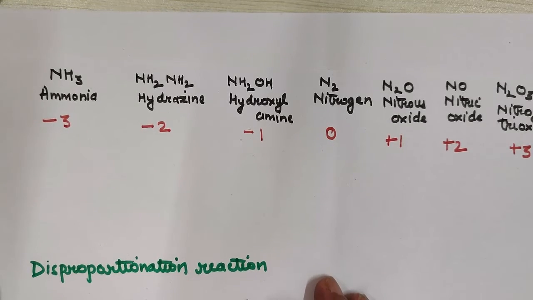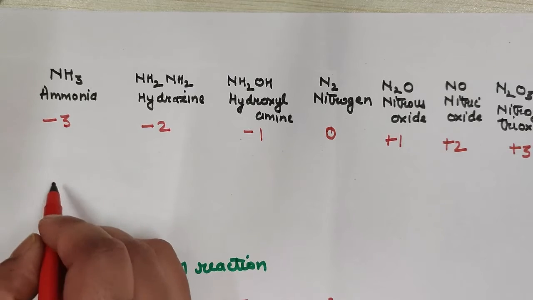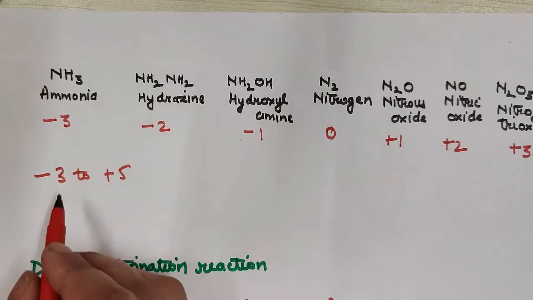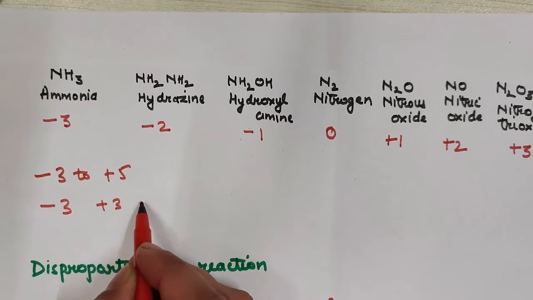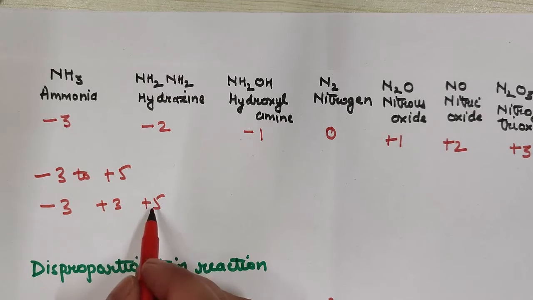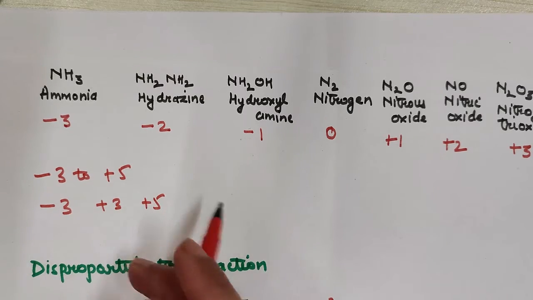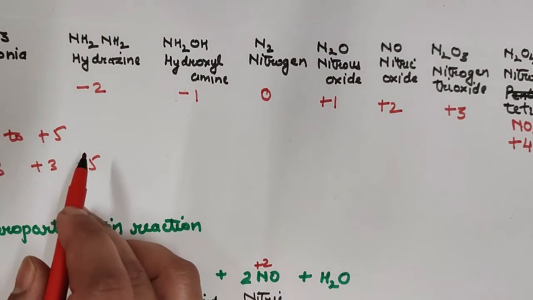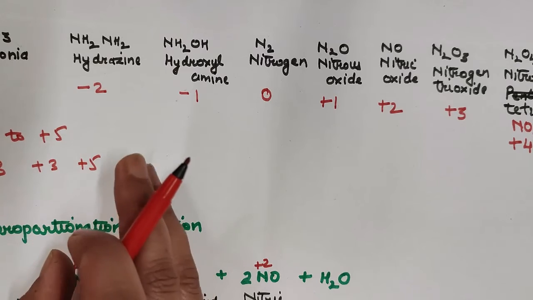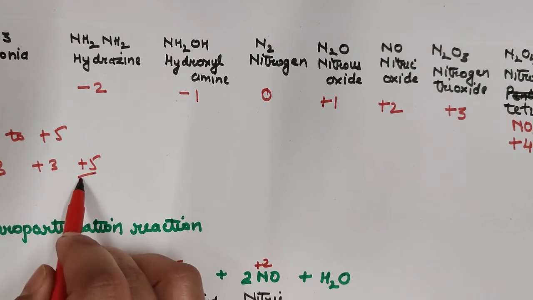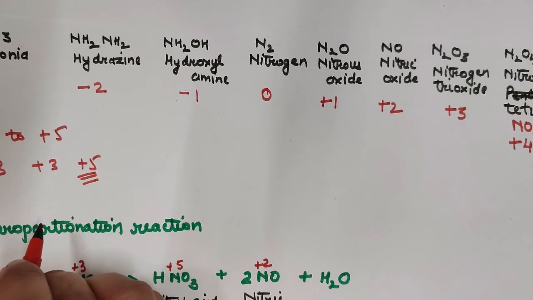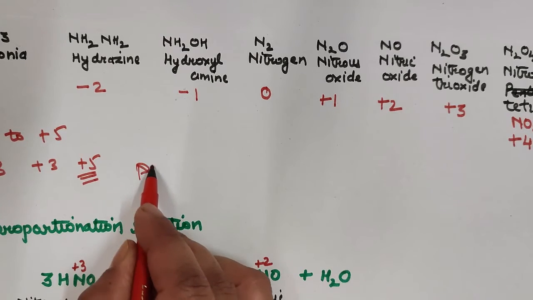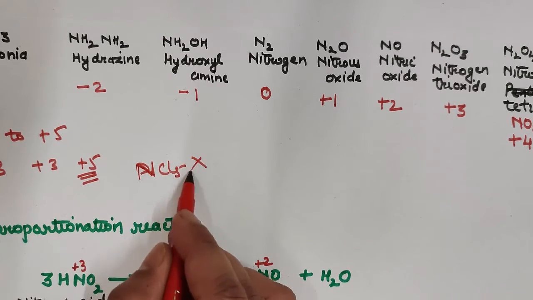Again I am repeating, nitrogen can exhibit -3 to +5 oxidation states. Now the +5 oxidation state is mainly seen when it is bonded with oxygen. When the heteroatom is oxygen, forming a bond with nitrogen, it exhibits the +5 oxidation state. With chlorine, like PCl5, NCl5 doesn't exist.